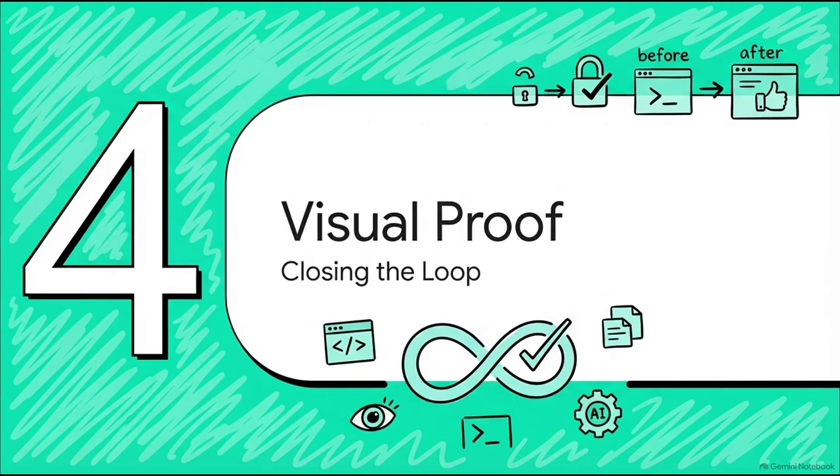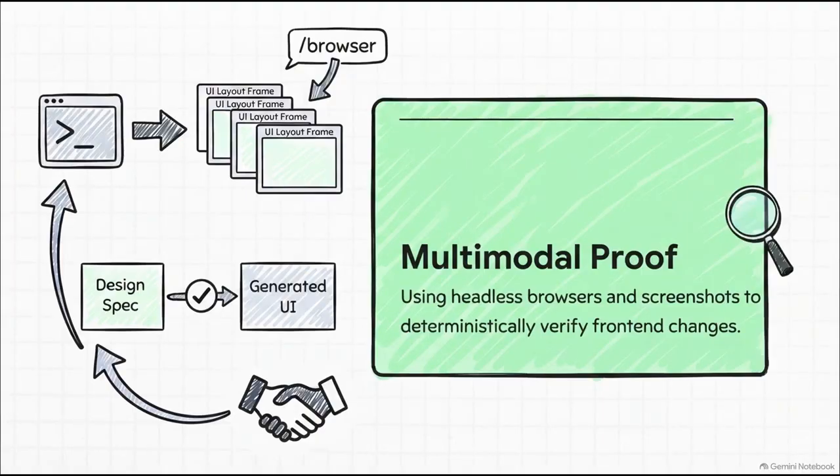Section 4. Visual proof and verification. Closing the loop deterministically. So let's see how all of this builds into a fully reliable system. We've planned, we've executed across multiple agents, but at the end of the day, software production requires strict, deterministic outcomes. We actually have to prove the code works.